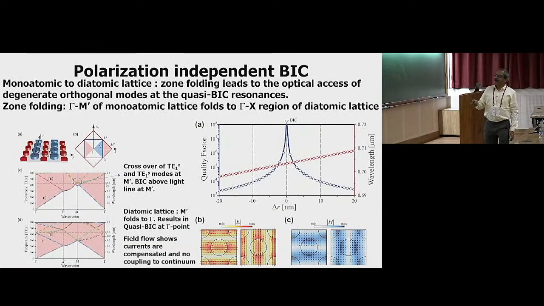Then we went on to show polarization independent BIC. Here the idea is that you start with a monoatomic lattice. All the disks have the same dimensions, but if you modify half of these to have a slightly different size or shape, then you are going from a monoatomic to a diatomic lattice. Because of this, there's a zone folding. So this M prime point actually folds onto the gamma point. Now you have two resonances with two orthogonal polarizations coming onto the gamma point, because of which the polarization dependence will go away.